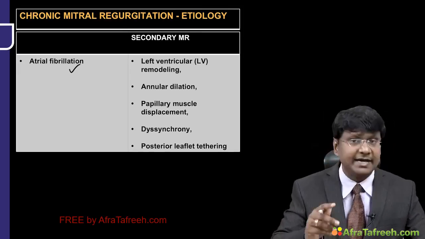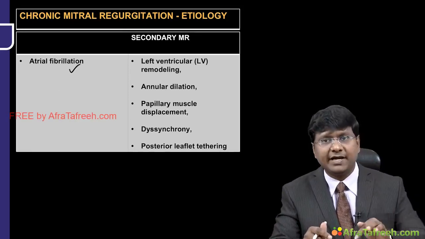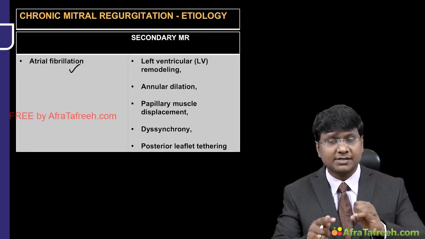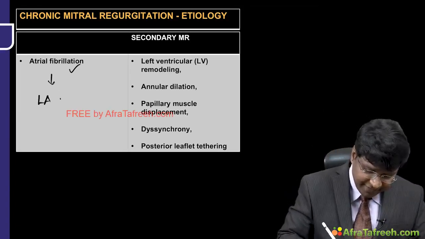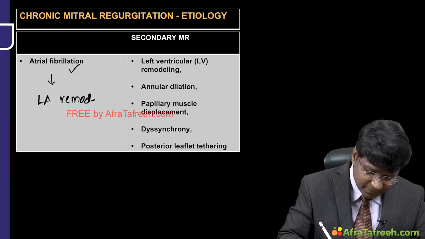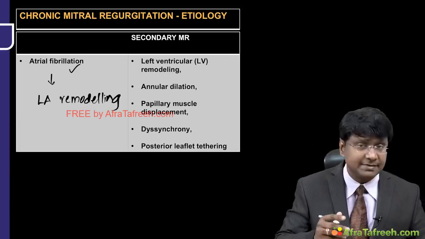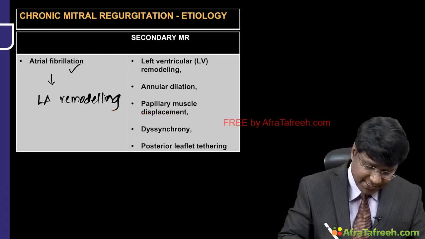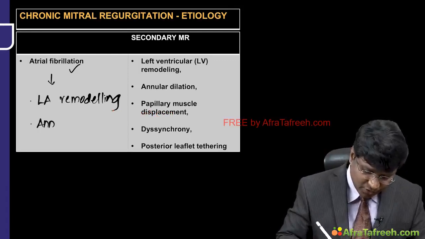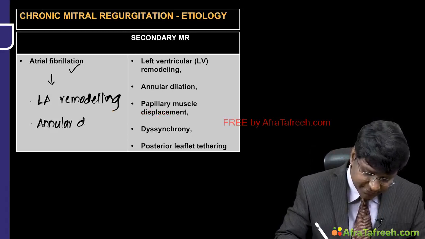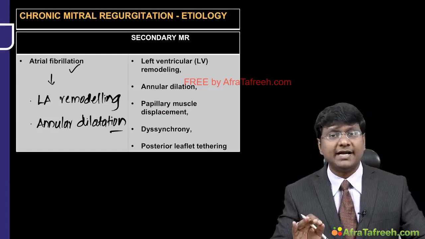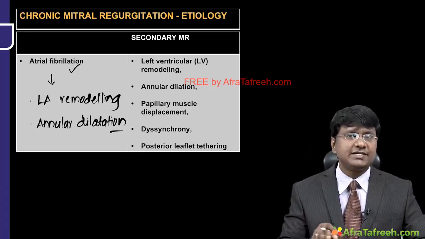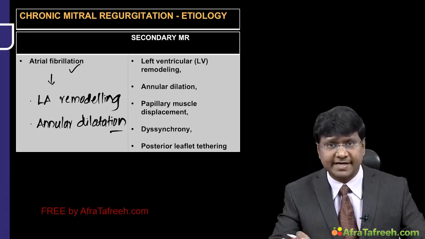And next is atrial fibrillation. See, the mechanism of atrial fibrillation causing secondary MR is that atrial fibrillation is responsible for left atrial remodeling, and that is the mechanism for the development of mitral regurgitation. And atrial fibrillation will also cause annular dilatation. And that is another important mechanism for the development of secondary MR.